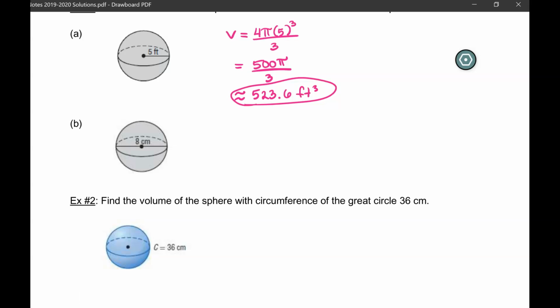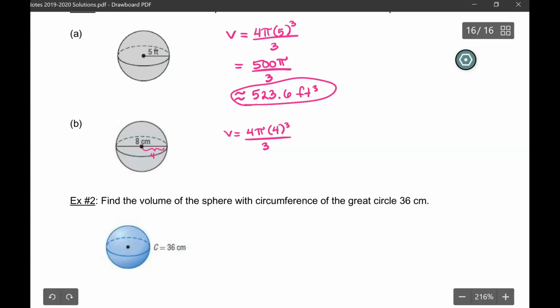For B, I see they show us the diameter, so the radius is 4. So I have 4 pi times 4 cubed divided by 3. So that would be 256 pi over 3. That would be our exact form. And then as a decimal, we get 268.083, and that'll be cubic centimeters.